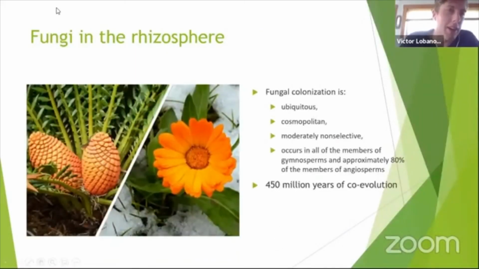I hope that wasn't too overwhelming, looking at the chemical side of things. Now I just want to quickly look at fungi. Fungi colonization is ubiquitous, cosmopolitan, moderately non-selective, and occurs for pretty much all plants. The ones that we're mostly growing are angiosperms, and 80% of them must have a fungal community in order to survive. Gymnosperms, like pine trees and ferns, always require a fungal community.